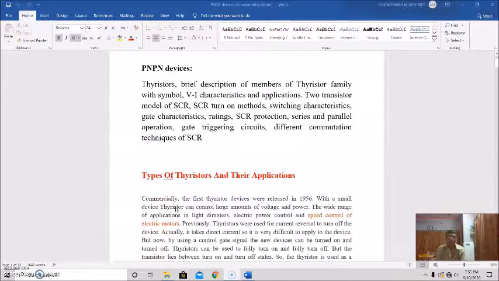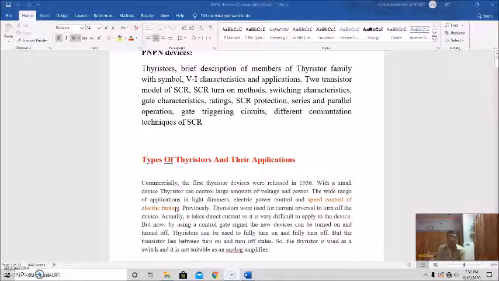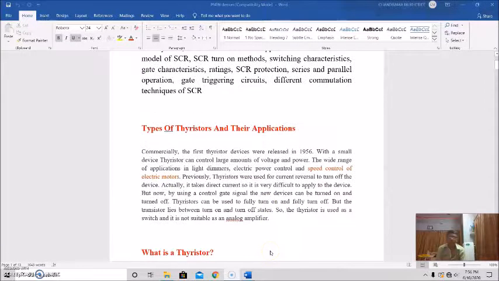Types of thyristors and their applications. If we go to the history of development of thyristors, commercially, the first thyristor device series were released in 1956. With a small device, a thyristor can control a large amount of voltage and power. There is a wide range of applications in light dimmers, electric power control, and speed control of electric motors.